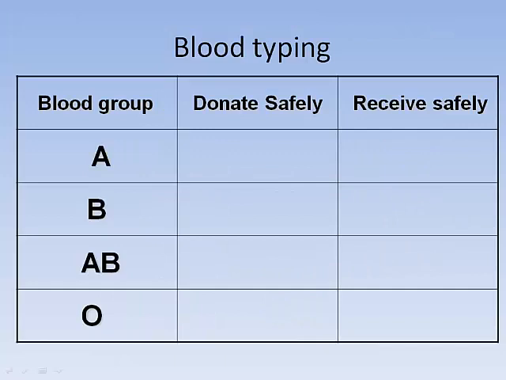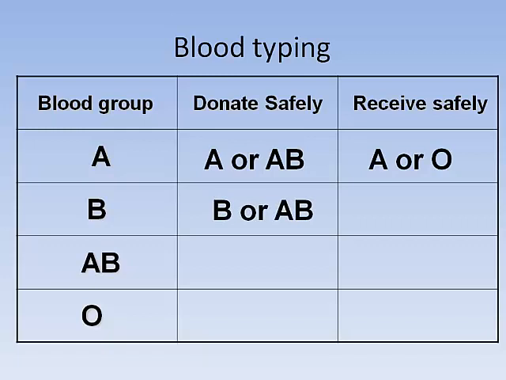Now, one thing you might be interested or curious about is donating blood or receiving blood. If you have type A blood, then you can give blood to somebody with type A or type AB blood, but you can only receive blood from someone who has type A or O.